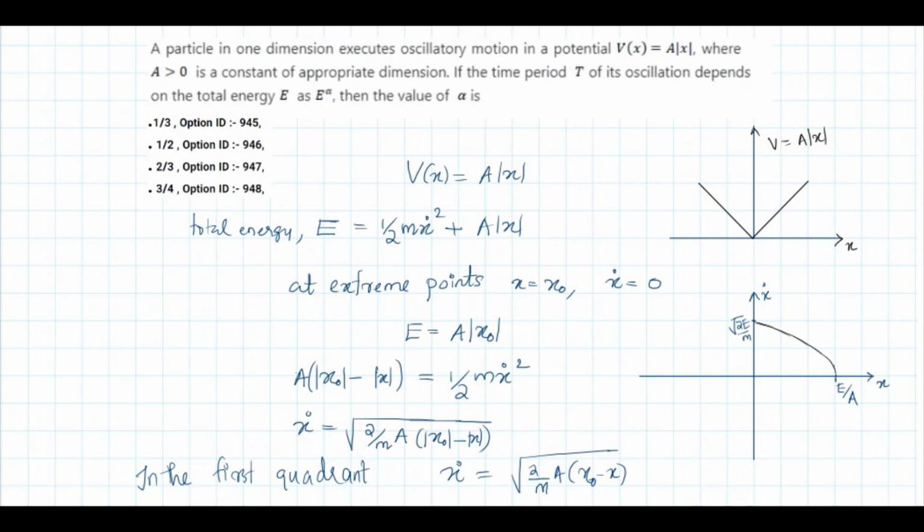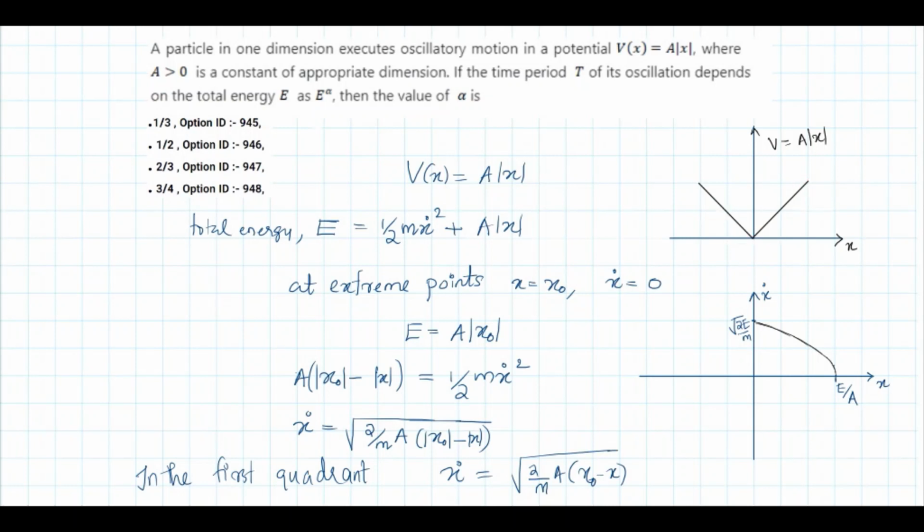Consider the next question. A particle in one dimension executes oscillatory motion in a potential V of x equal to A mod x, where A is greater than 0, a constant of appropriate dimension. If the time period T of its oscillation depends on the total energy E as E raised to alpha, then the value of alpha is. It is given that the potential is a modulus function, A mod x.